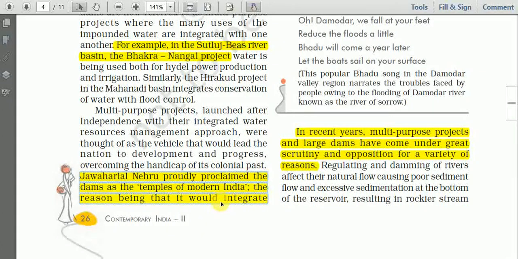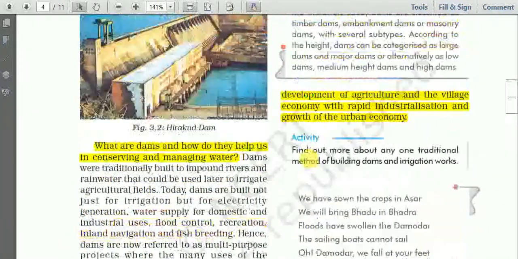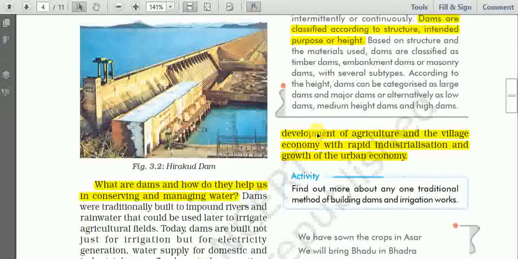Let us proceed then. Jawaharlal Nehru proudly proclaimed the dams as the temples of modern India. The reason being that it would integrate development of agriculture and the village economy with rapid industrialization and the growth of urban economy.